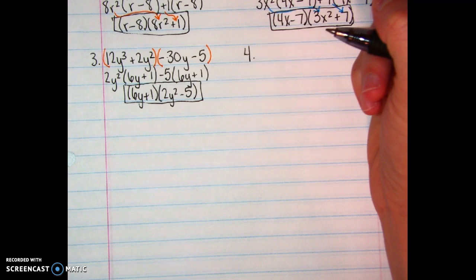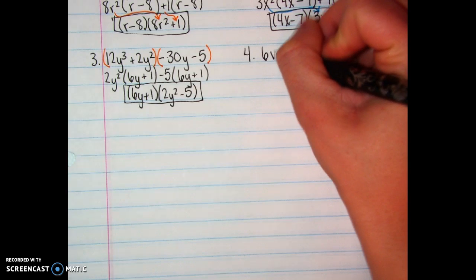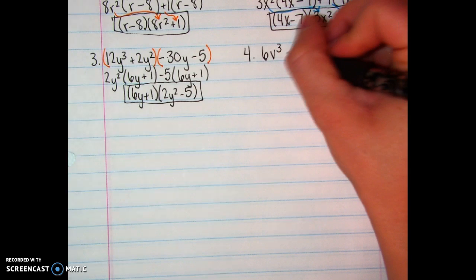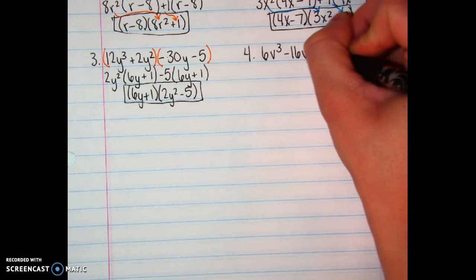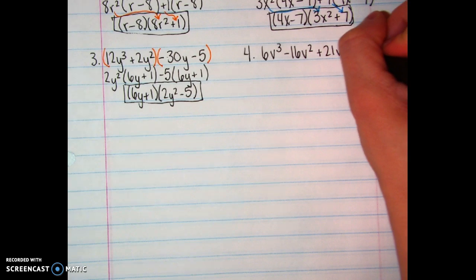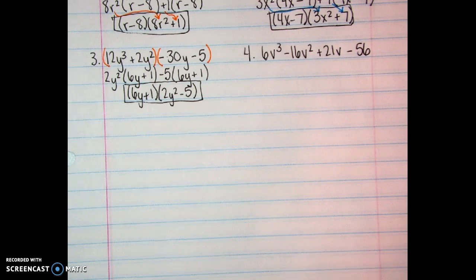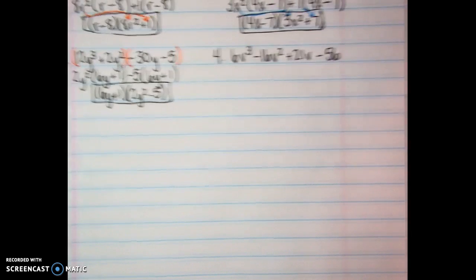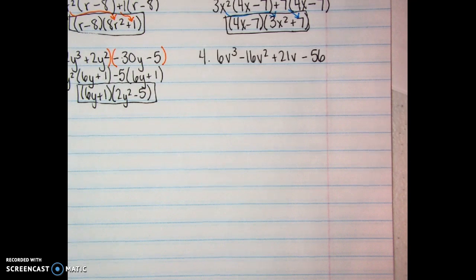Okay, next one. 6v cubed minus 16v squared plus 21v minus 56. So you can go ahead and try that one on your own. You have this one and one more.